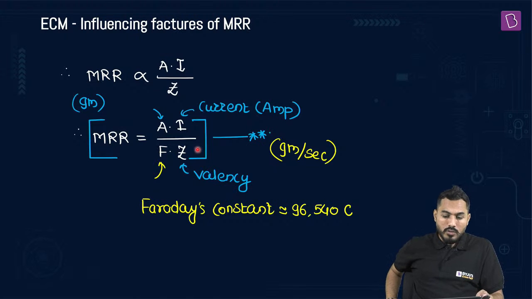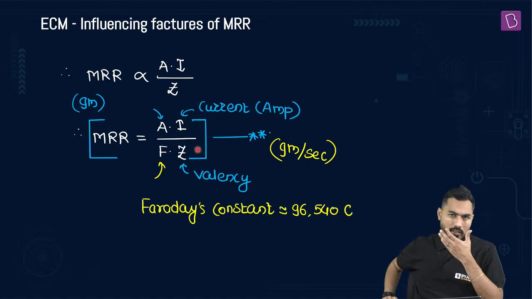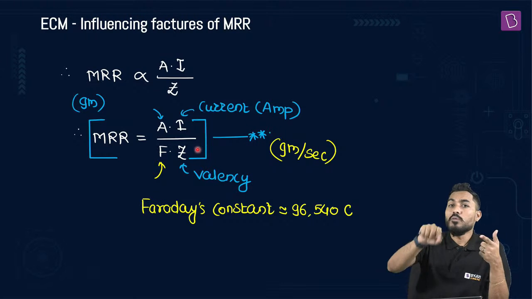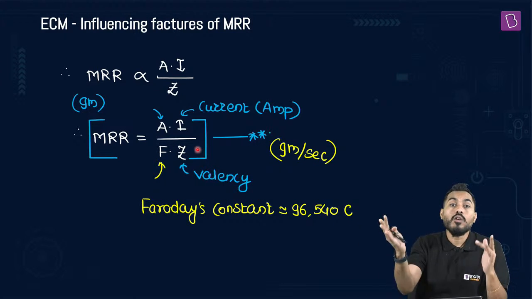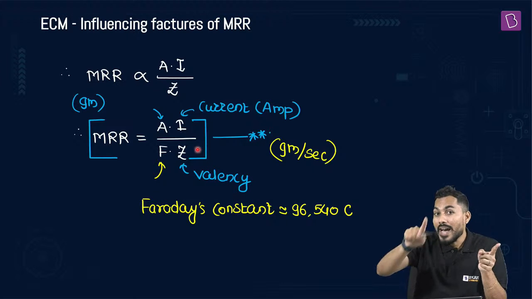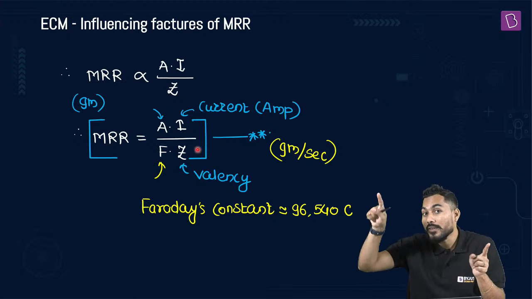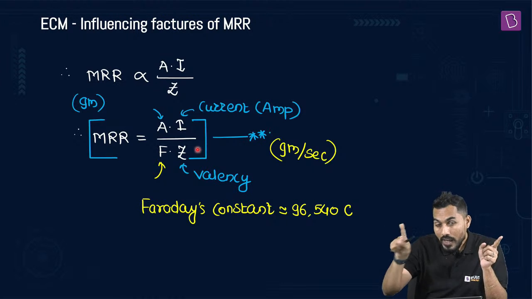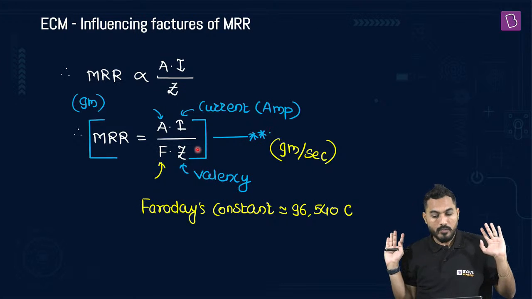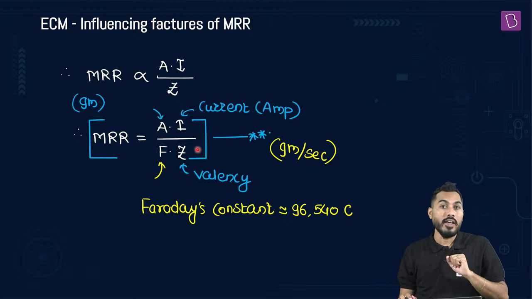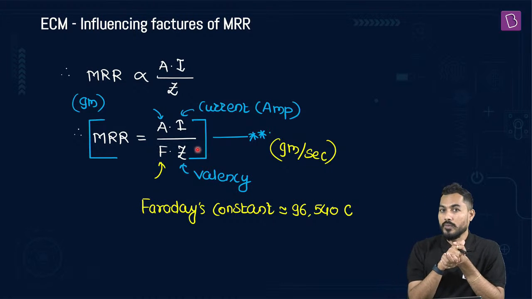Right, fine. Now, sir, there are a number of influencing factors we have discussed. What are those? One is that material removal rate is directly proportional to the amount of charge carried per second, which is current. Material removal rate is directly proportional to electrochemical equivalent, that is, directly proportional to gram atomic weight and inversely proportional to valency. Now, apart from that, while solving the numerical, there are two more parameters by which material removal rate is influenced.